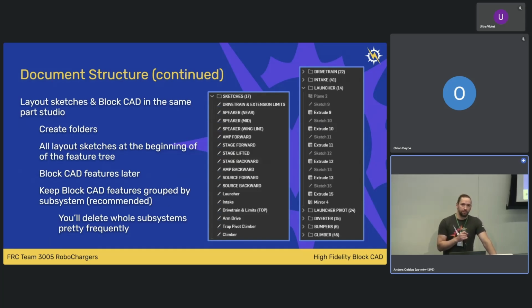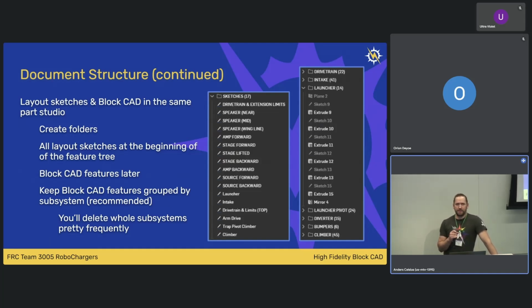I also recommend grouping your block CAD features by subsystem. So don't model a part for the intake and then a part for the superstructure and then a part for the launcher and then come back and model the side plate for the intake. I don't recommend doing it that way. I recommend every feature for the intake all in one line, if at all possible. It's not always possible, but it usually is.